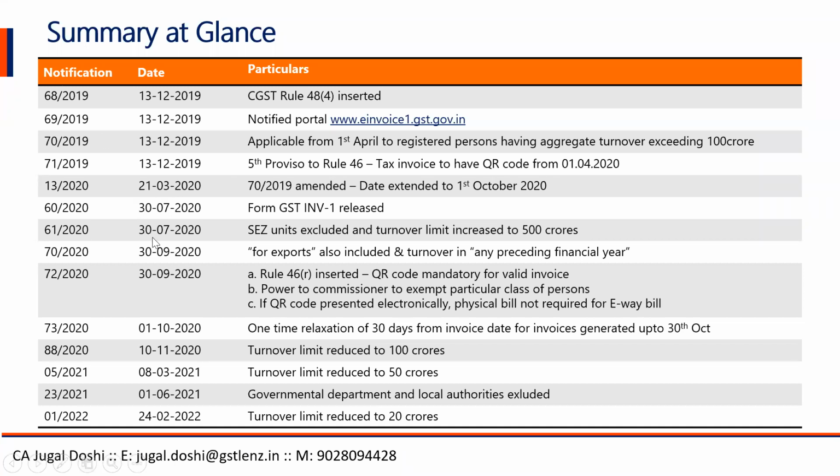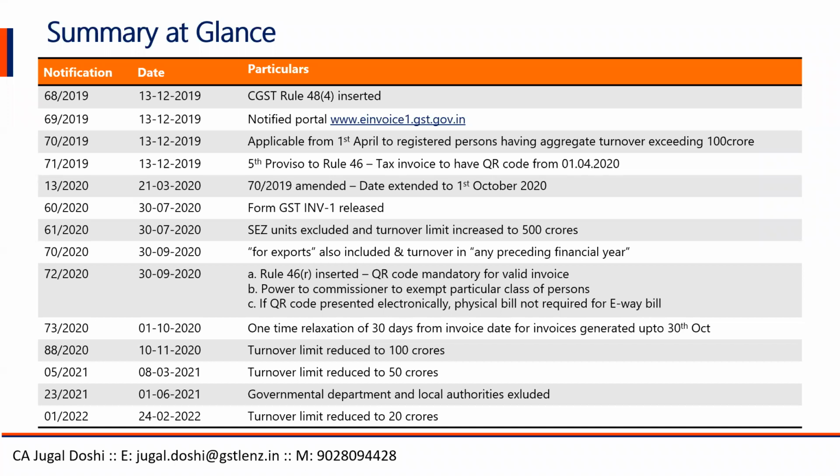Then on 30th July, the turnover limit was increased to 500 crores. Then on 30th September, with e-invoicing going to be applicable from 1st October, they again amended and included the words "for exports". As we saw, e-invoicing is also applicable for exports, so it was specifically included. And the turnover definition was changed from "in a financial year" to "in any preceding financial year".